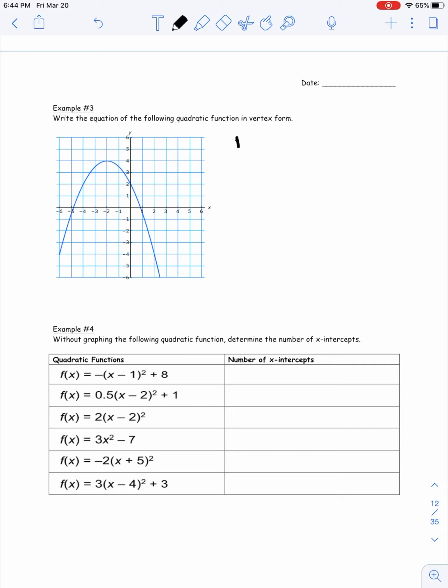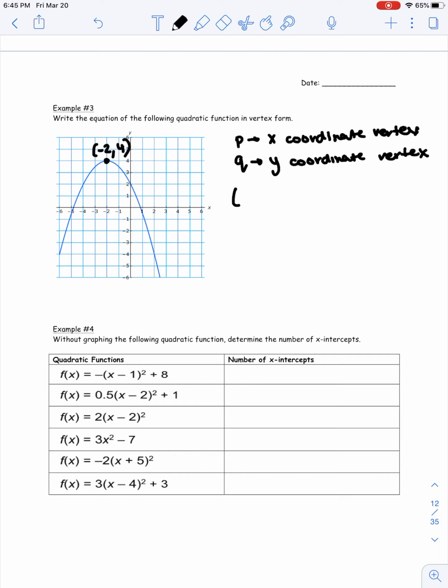First, we want to label what our P and Q are. Our P represents the X coordinate of your vertex, and the Q always represents the Y coordinate of your vertex. So in our case, if you look, this point is (-2, 4). So there's our P and Q. We'll write -2 and 4 as P and Q, and label it.